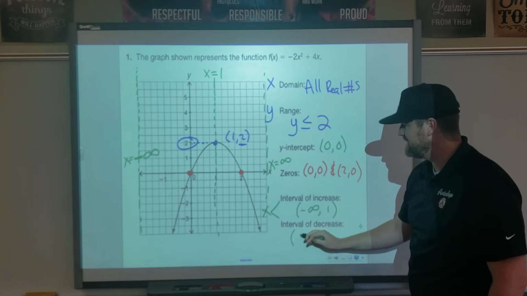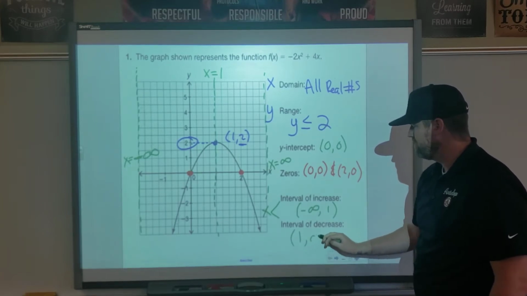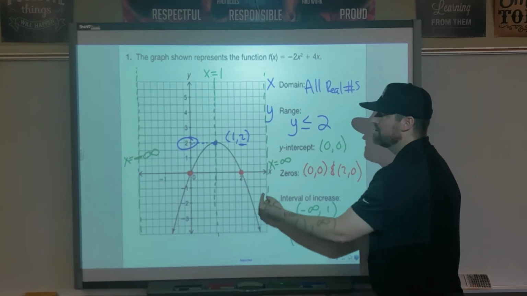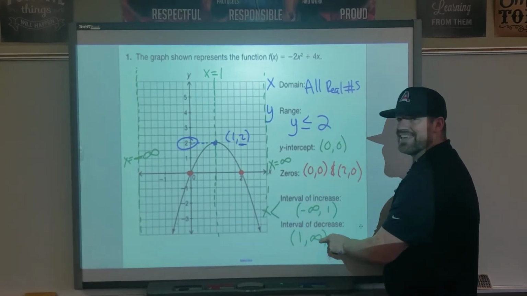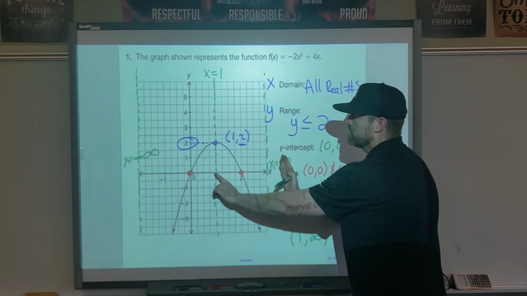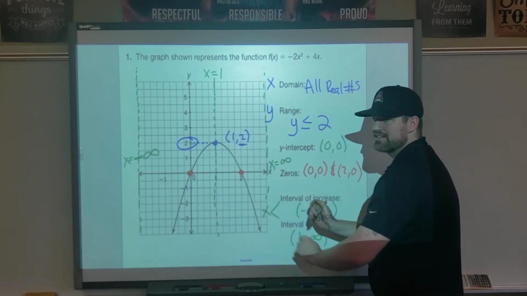So the interval of decrease is from positive 1 to positive infinity, because we're not looking at the fact that it's going down. For our interval, we're putting the x values. So my x value is infinity, and between 1 and infinity, that graph is decreasing.